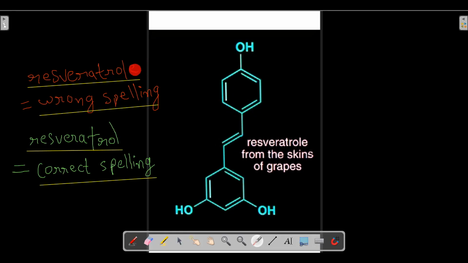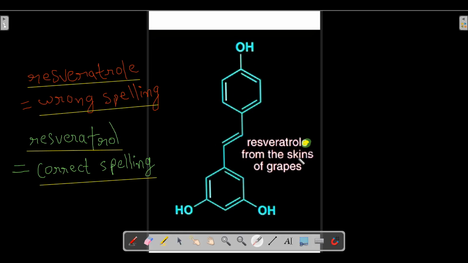So just the difference is that you just drop the E over here. Then the spelling becomes correct. So this E has to be dropped, it has to be cancelled. So I have cancelled it. Now this is the name of the compound, resveratrol. So resveratrol is found in the skins of grapes.